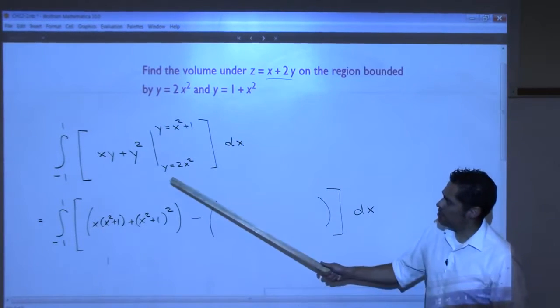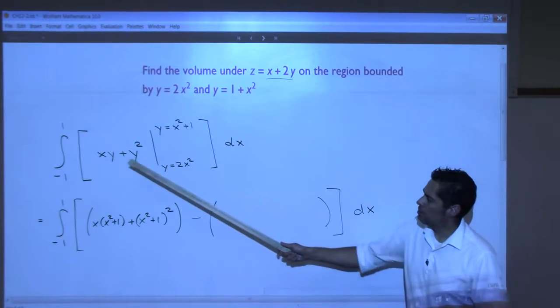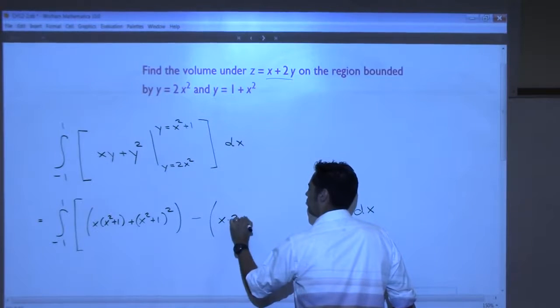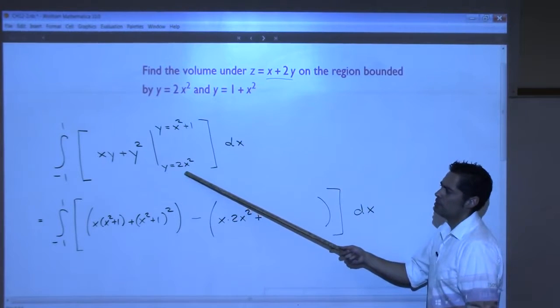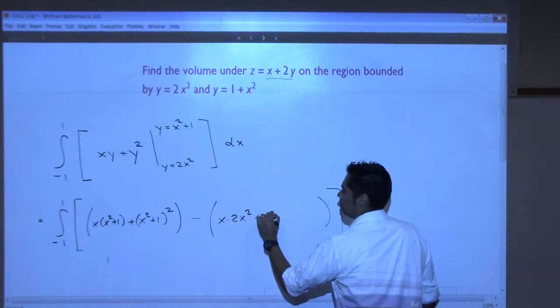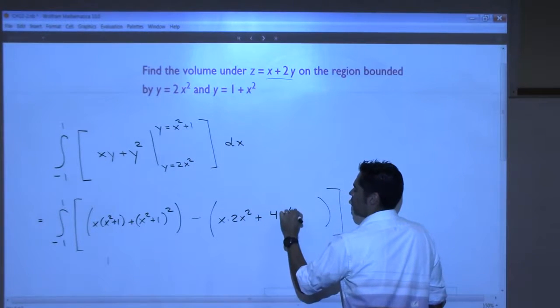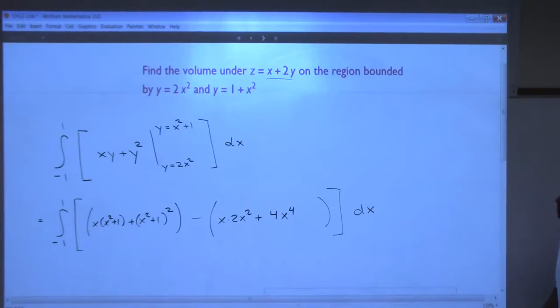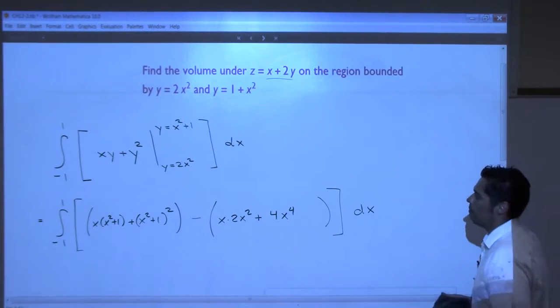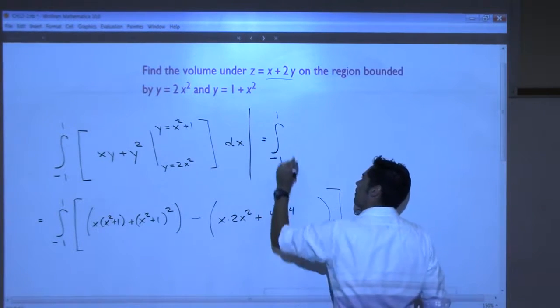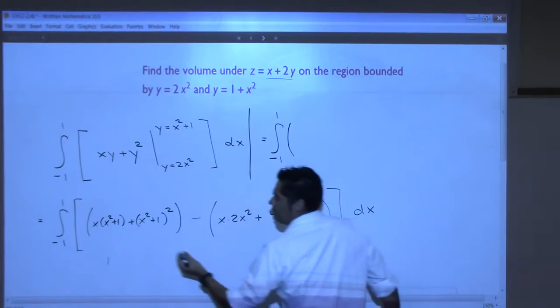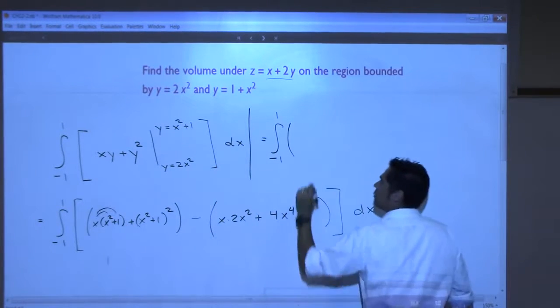Then redo this again, but this time replace y with 2x squared. So x times 2x squared plus, what's y squared going to be? Square this. Four x to the fourth. I'm going to clean this all up first before I integrate it. Integral from -1 to 1. I'll just do a parenthesis now. I'm going to distribute through, x cubed plus x.